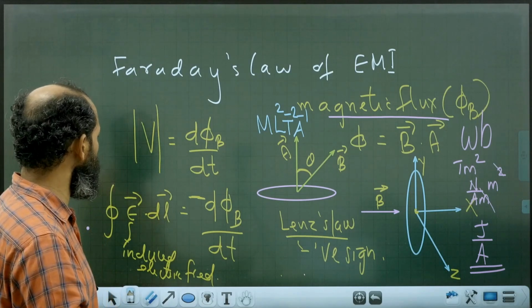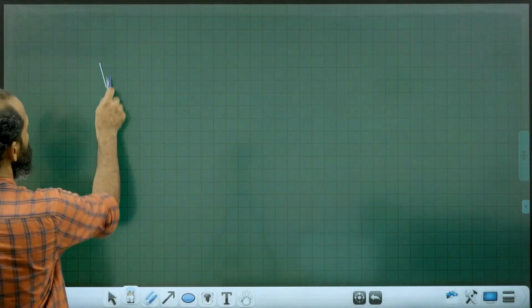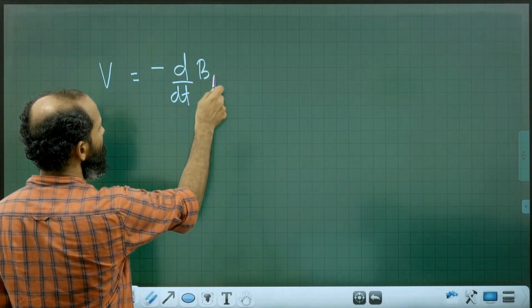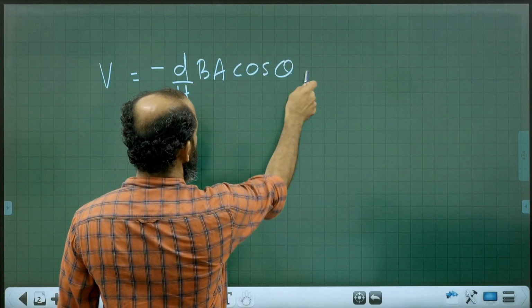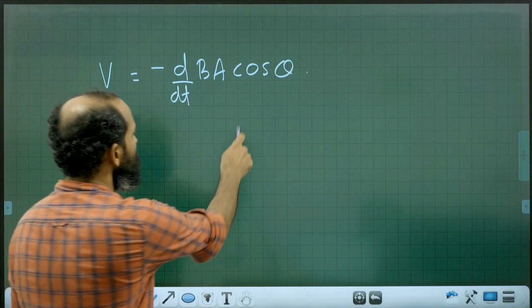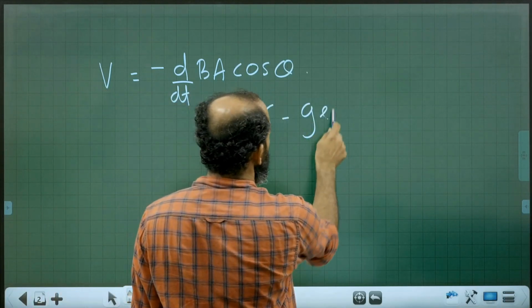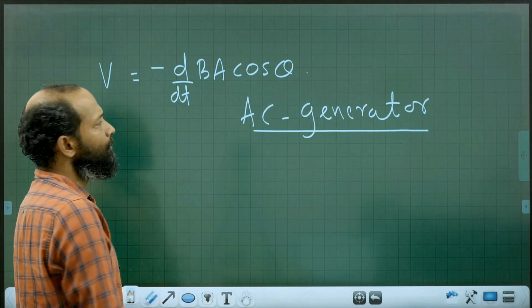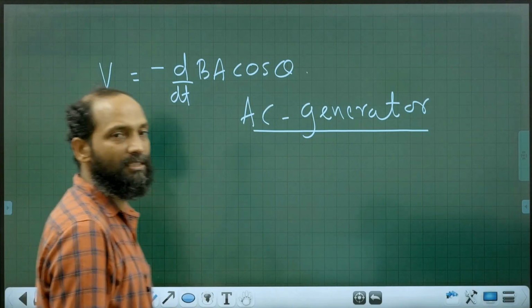All that we have discussed now, this equation can be simply written as minus d by dt of B A cos theta. And this is the basic principle of the AC generator. So let us revise one of the very powerful applications of electromagnetic induction, which is nothing but the AC generator.